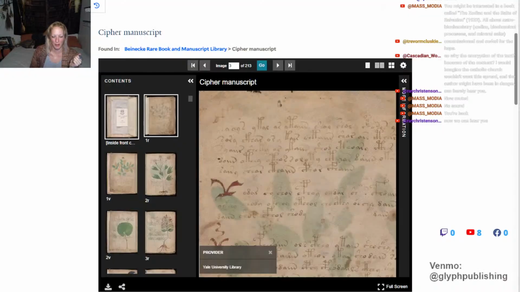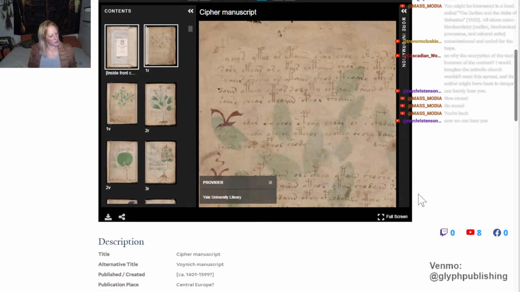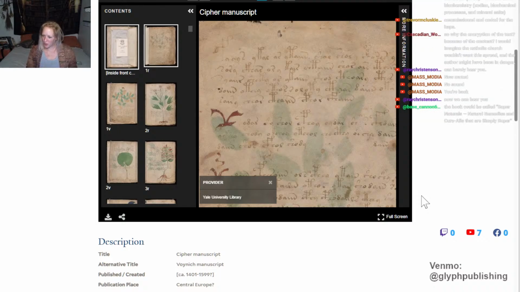All right, let's get back to it, because we still have a long way to go. Sometimes these lives go on for 6 or 7 hours because I don't have to, but I want to explain everything as much as possible. The book could be called Supernaturals, Natural Remedies and Cure-Alls that are simply super. I love it. That's cute.